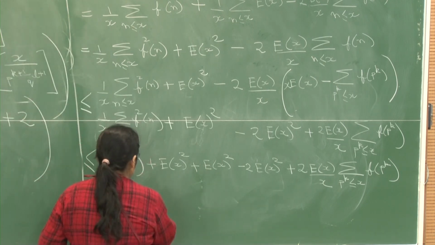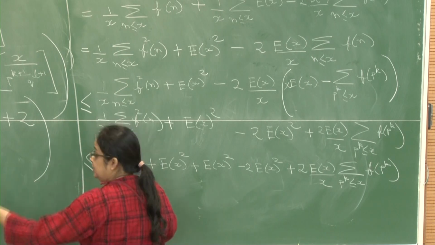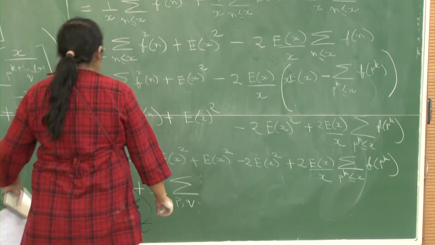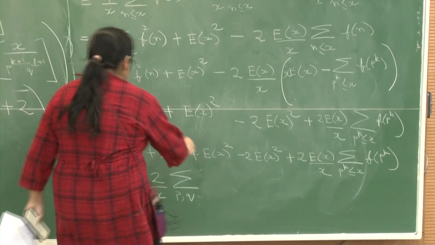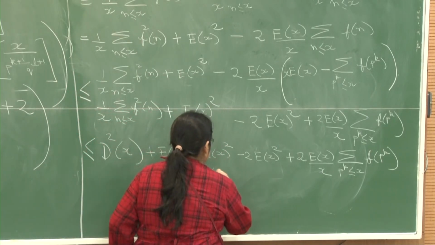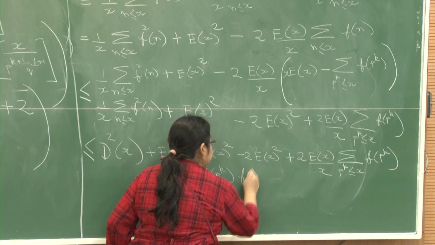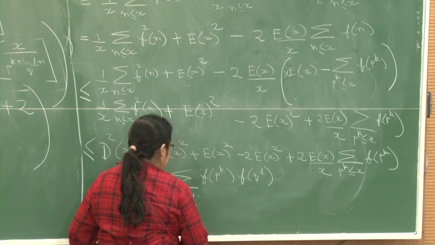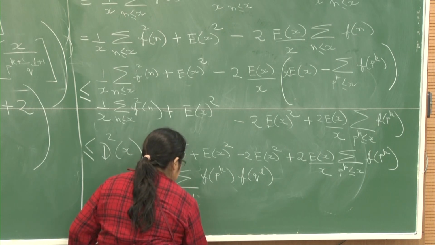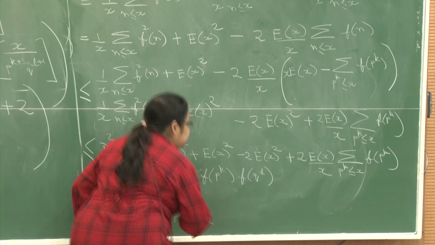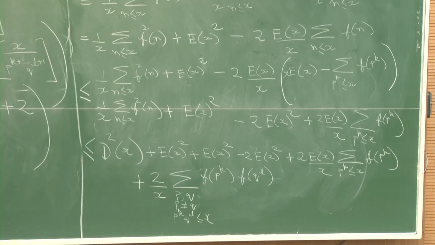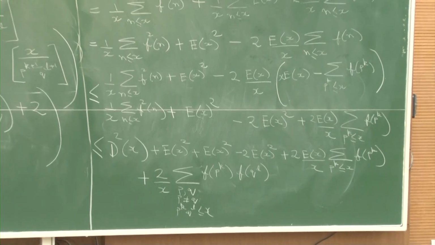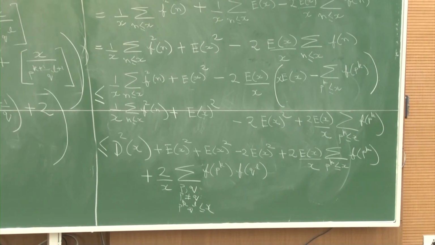Plus 2 over x times the summation over all possible primes p and q with these conditions, f of p to the k times f of q raised to the l, where p not equal to q and p to the k, q raised to the l is less than or equal to x. So to summarize, we were looking at the different pieces of the variance term that we want to estimate, and we are now going to put it all together.